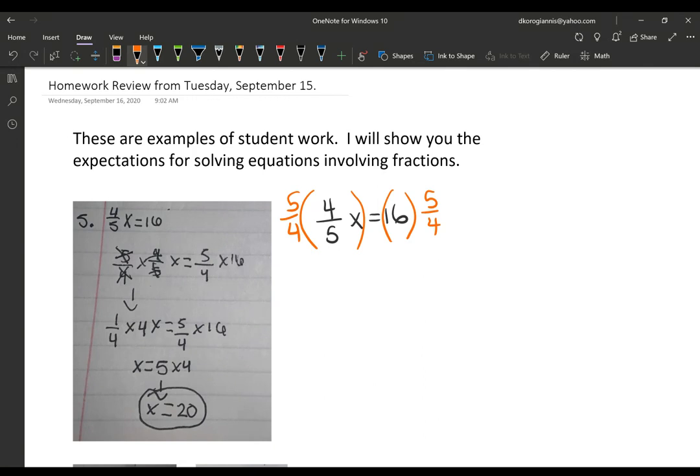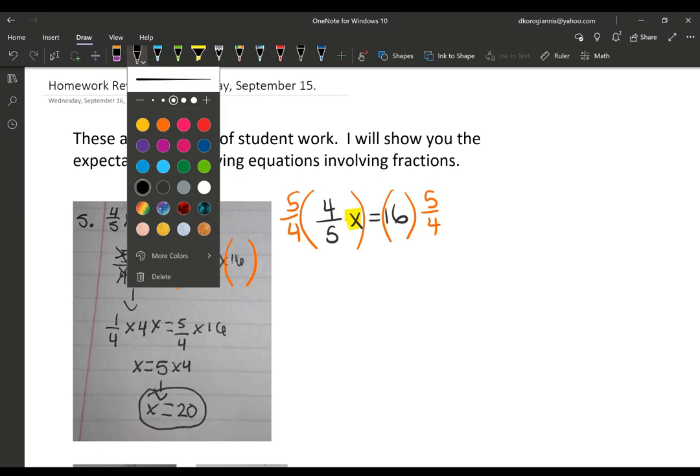Notice that the student is using an X here to show multiplication where we want to use parentheses. The reason we want to use parentheses is because we already have a variable of x. If we're using X to show multiplication, it's very, very confusing. So we don't want to use X to show multiplication, okay?